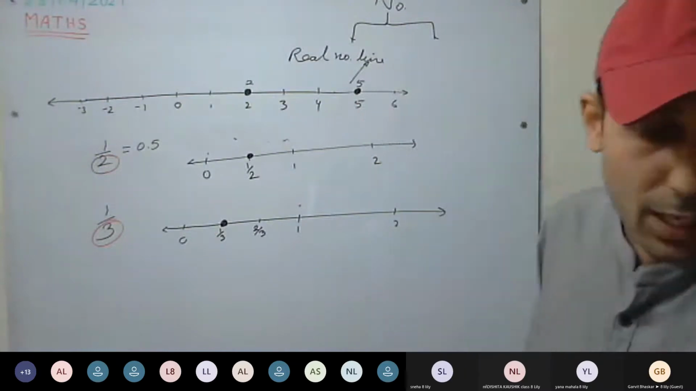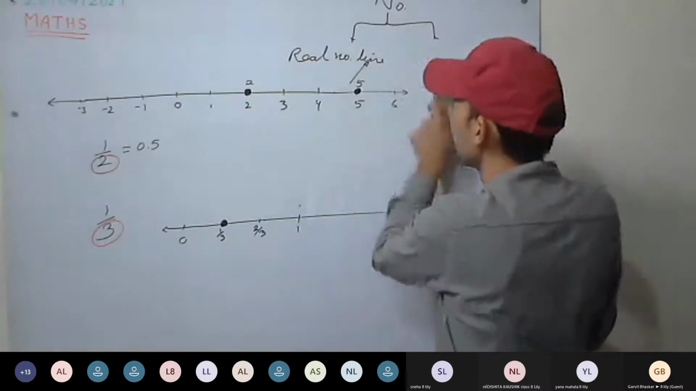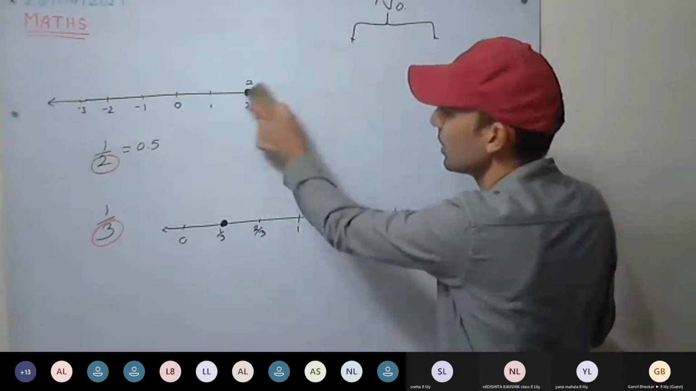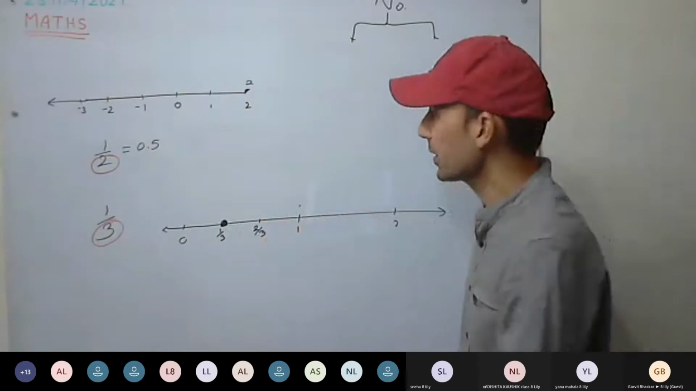Understood? Any doubt? Anyone have doubt? Okay, then mark 3 by 5. You have 1 minute to mark 3 by 5. Mark it.